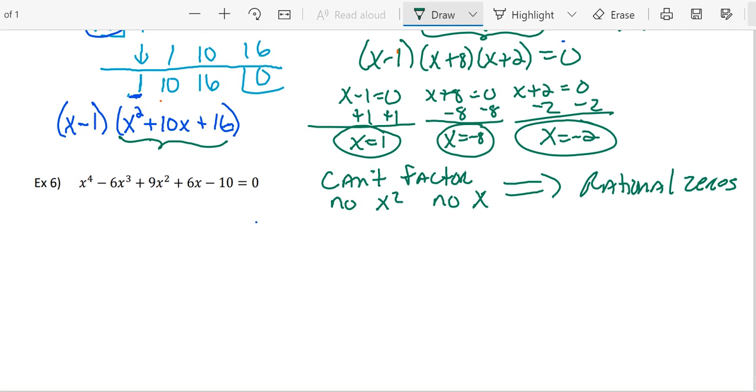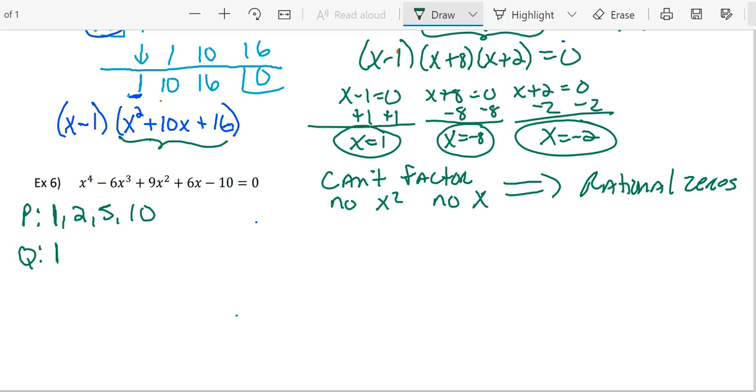So let's look at problem number 6, and let's figure out what our possible rational zeros are here. So p over q. P for this one is 10. The factors of 10 are 1, 2, 5, and 10. And q is just 1.